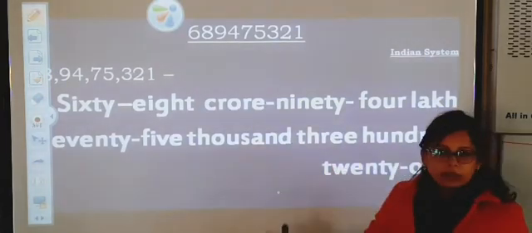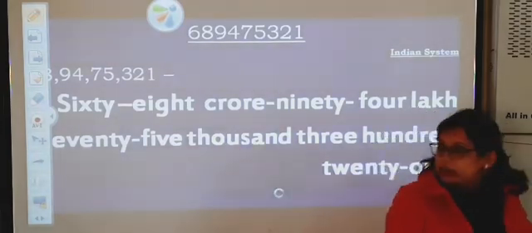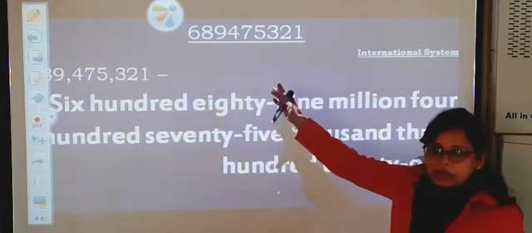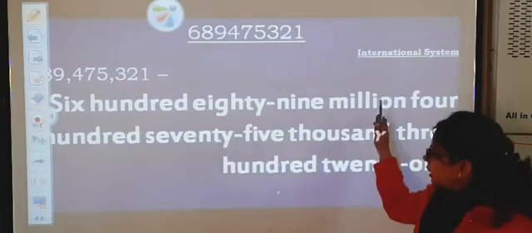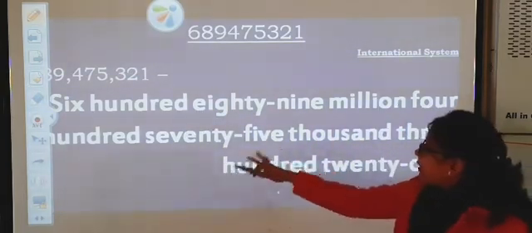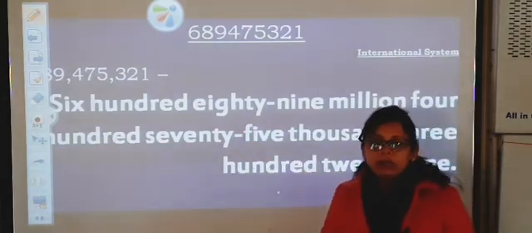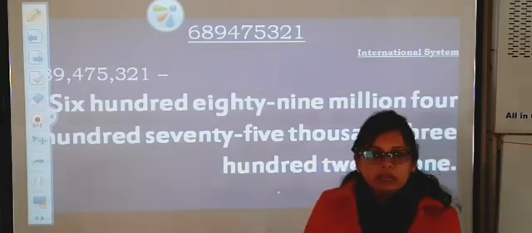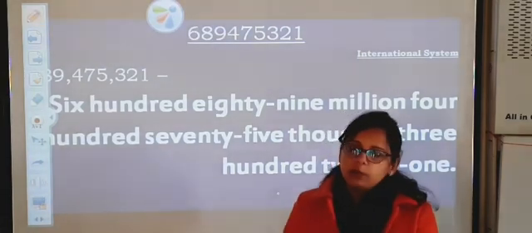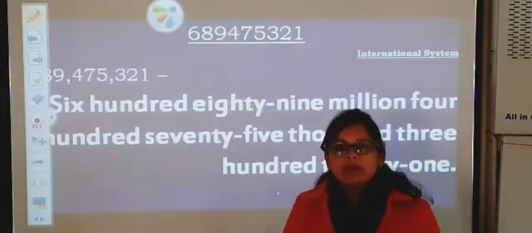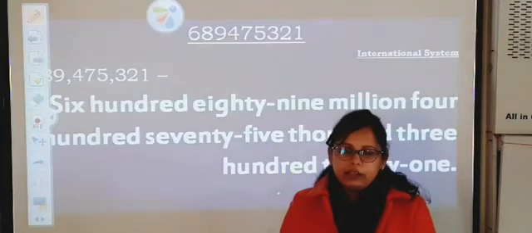68 crore, 94 lakh and 75,321 according to the Indian number system, the example which I showed you in the earlier slide. And according to the international number system, see, the same number is the same. First you have to put the comma and then write in words 689 million and then 475,000 and then 321. So children, I hope this is clear to you: what is the difference between these two number systems and what is the similarity between them, that when we have a 5-digit number then both number systems are similar, but after a 5-digit number there is a lot of difference. So do practice at your home. That's all children. Goodbye.